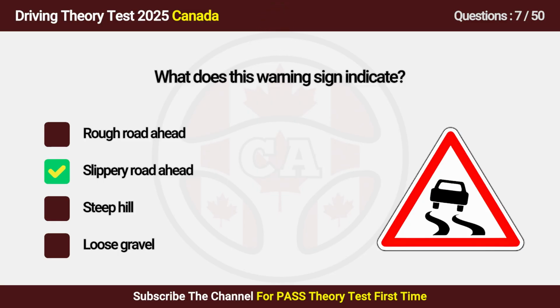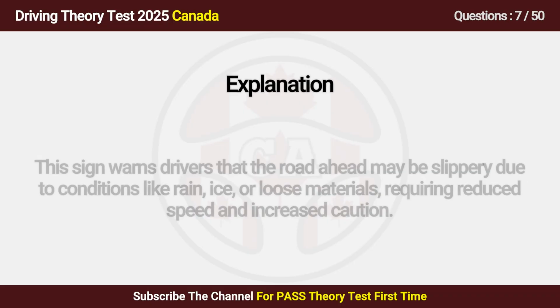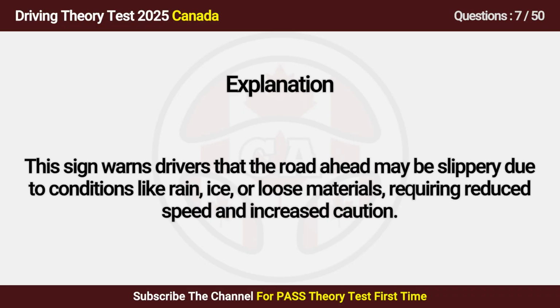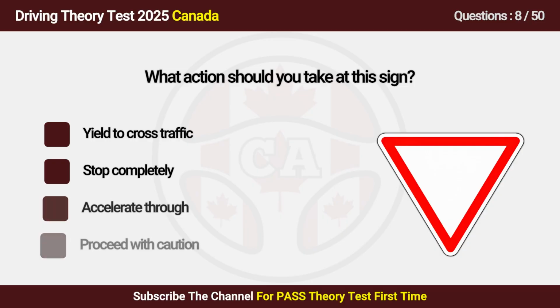Answer is B. Slippery road ahead. This sign warns drivers that the road ahead may be slippery due to conditions like rain, ice, or loose materials, requiring reduced speed and increased caution. Question 8. What action should you take at this sign?